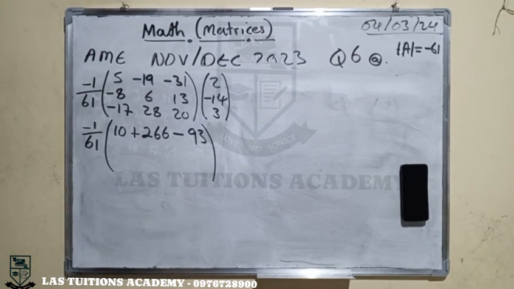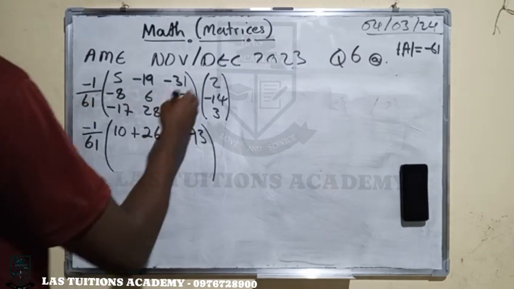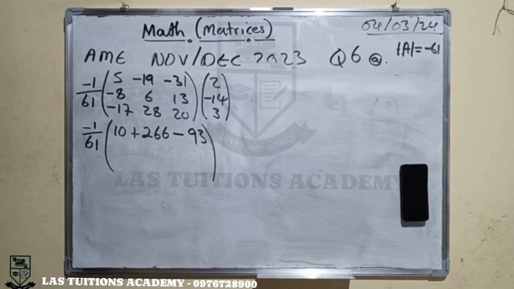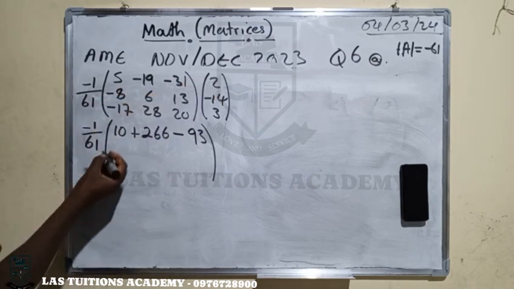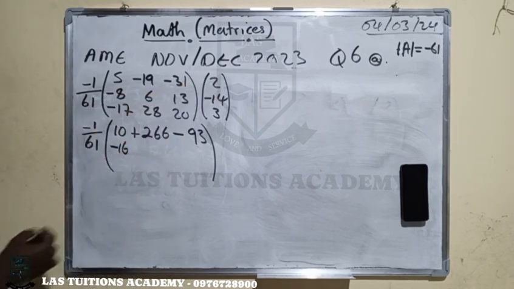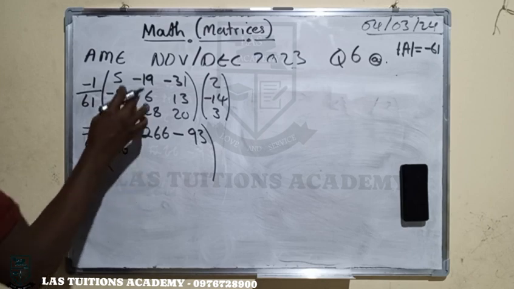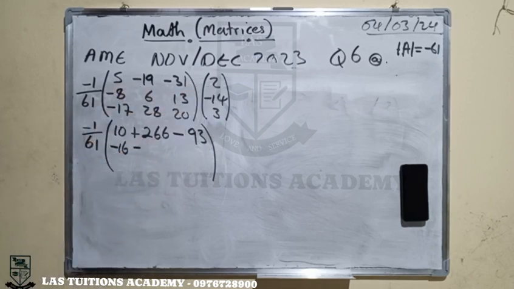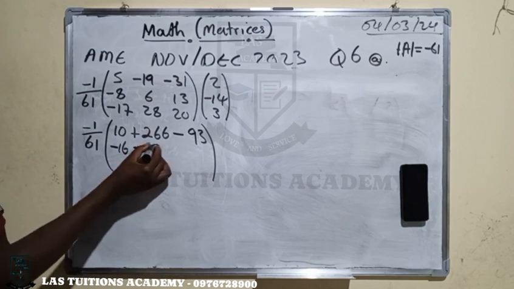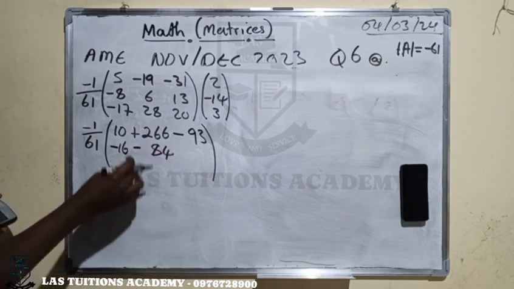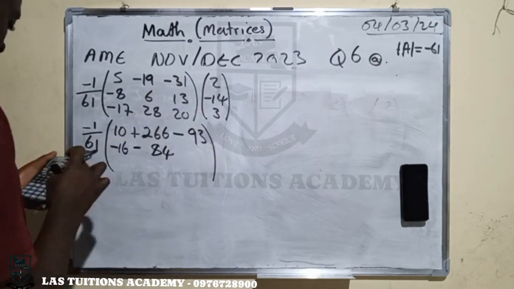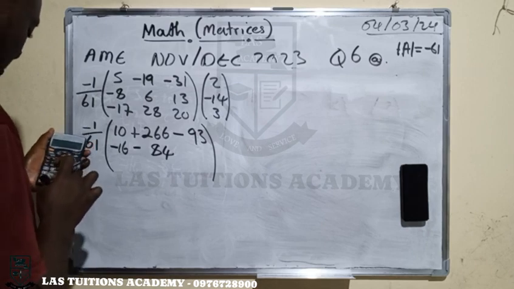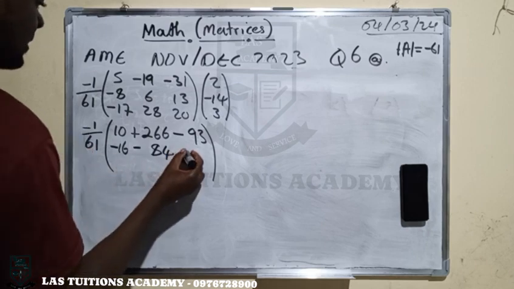Then we go to the second row, multiplying it by that column. So negative 8 times 2, we get negative 16. Positive times negative, we get negative. 14 times 6, we get 84. Then 13 times 3, we get 39.